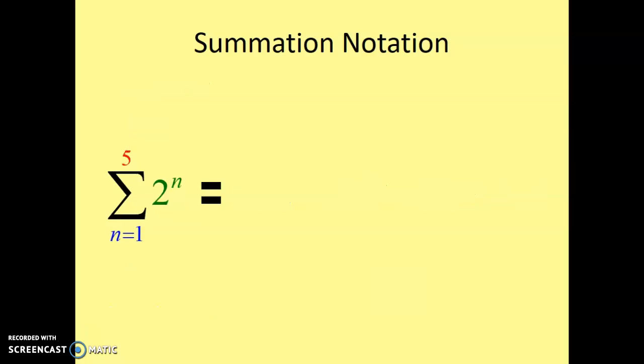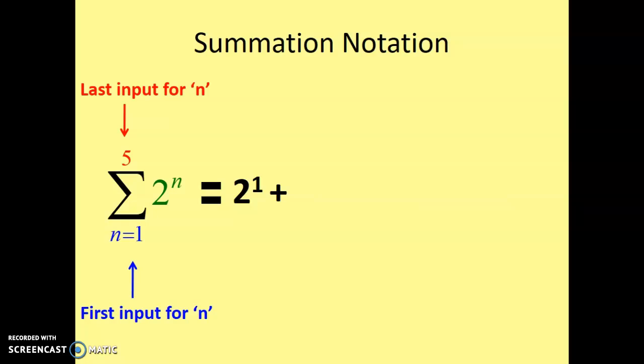So we have our summation notation. This time our expression is 2 to the n. We're going to start at the first input, which is 1. All right, so you go 2 to the first, and you're going to go all the way till you hit number 5, putting 5 in for n, so it's 2 to the first, then 2 squared, 2 cubed, 2 to the fourth, 2 to the fifth. So now there's 5 different terms starting at 1, ending at 5.